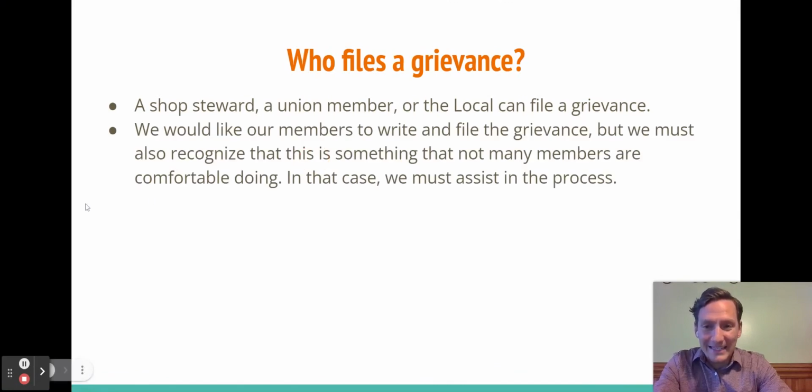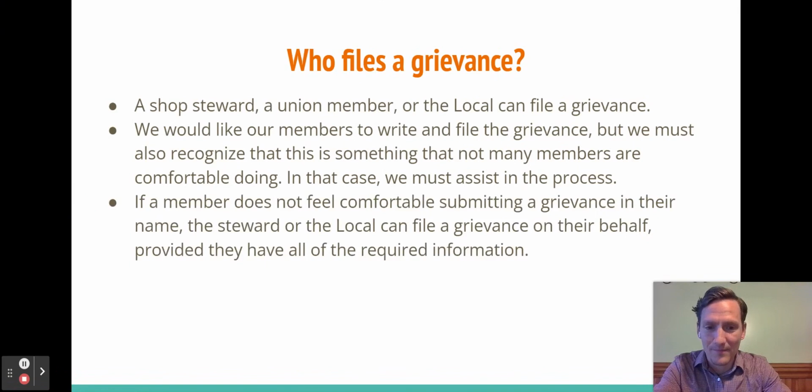Ideally, we would like our members to write and file the grievance, but we also recognize that this is something that not many members are comfortable doing. In that case, we as a union, we as shop stewards, must assist in that process. We want our members to file it because that brings the most power. That tells management, listen, this member feels like there was an issue. Now this member is standing up and fighting for what's right and what's appropriate. So it sends a very clear message. But we absolutely can and must help in that process.